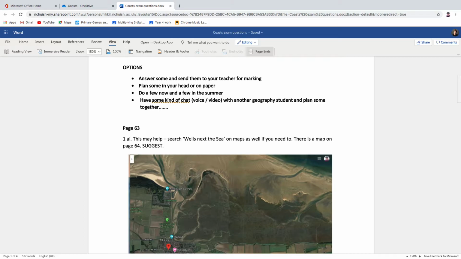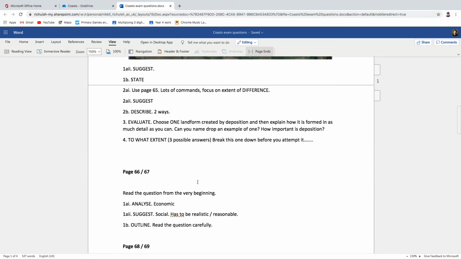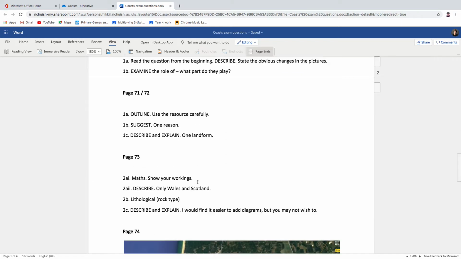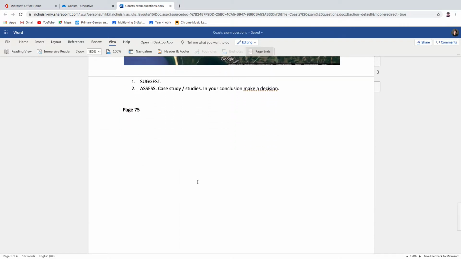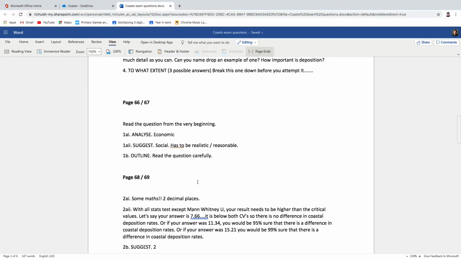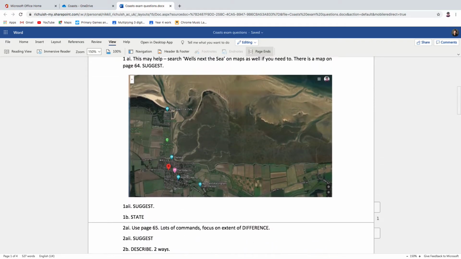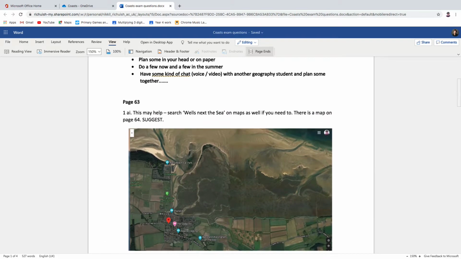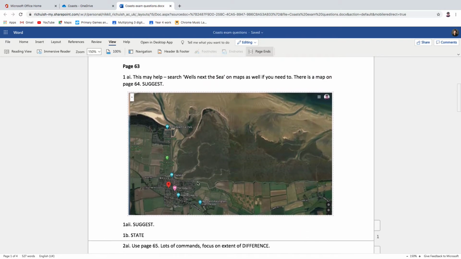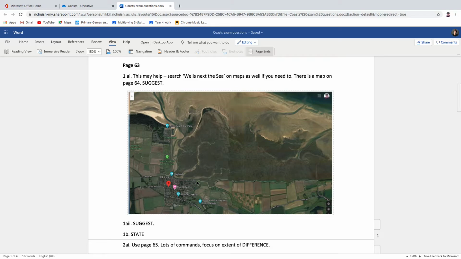Now, I'm not going to go through all of these in huge amounts of depth. Just to show you quickly, I've got a little bit of advice about every single question on this Word document. So it's in the Coast folder and it's called Coasts Exam Questions. But, right, page 63. You need the map on page 64.